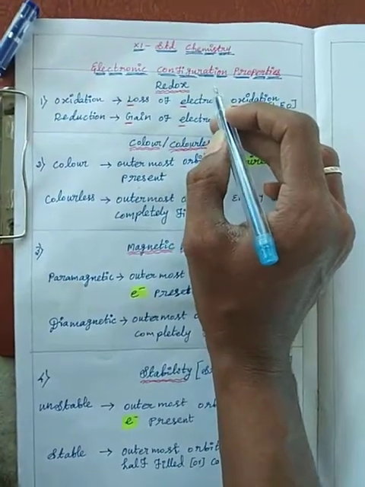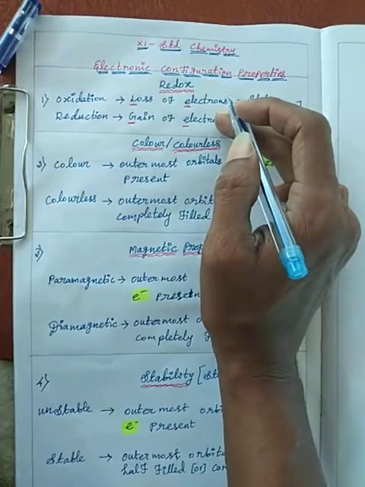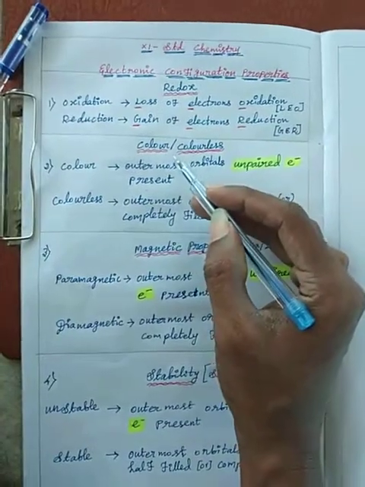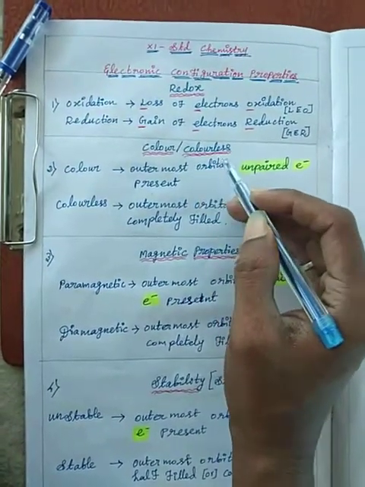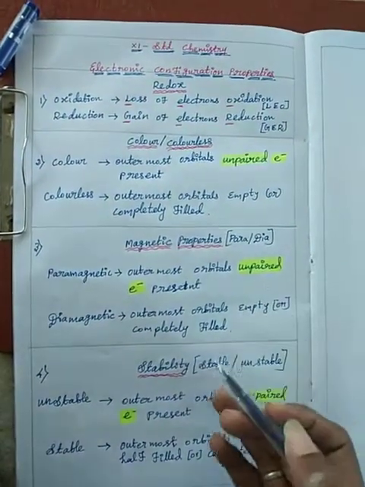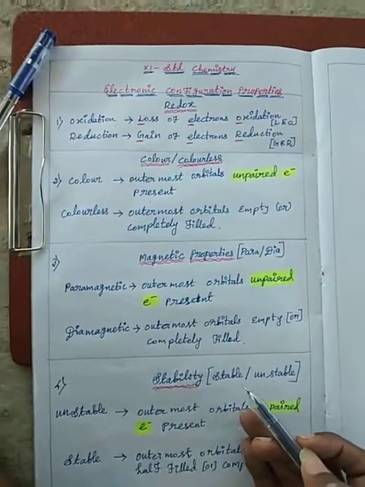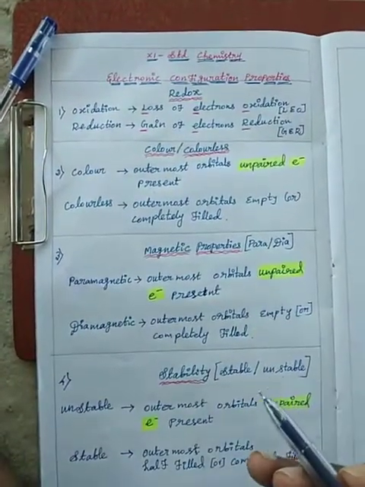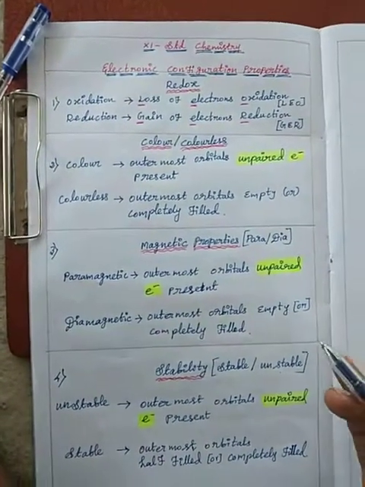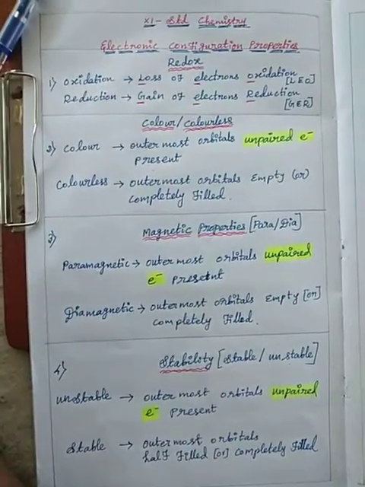So four major properties apply to every atom or ion. Basic concept: first, the redox concept studied in 10th standard. Second, whether ions or atoms are colored or colorless is identified. Third, magnetic properties, paramagnetic or diamagnetic, are identified. Fourth, stability, whether the ion or atom is stable or unstable, is identified. These are identified based on the atomic number, by writing the electronic configuration using the Aufbau principle and looking at the outermost subshells and the electrons present in them.